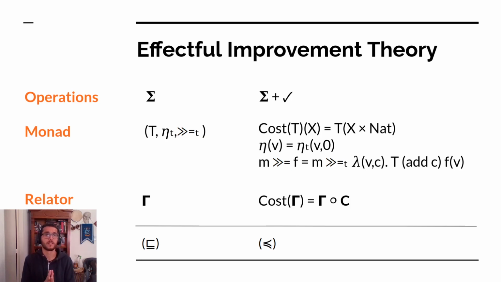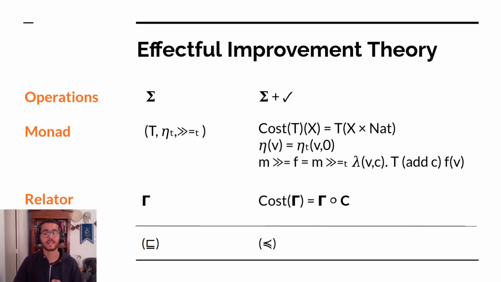So, summing up, we started from the definition of observational approximation, where we needed a set of operations sigma, a monad T that interprets the effects generated from the operations, and a monad relator gamma for T that compares effectful values. And Dal Lago showed us how to get an observational approximation definition for that effectful calculus.